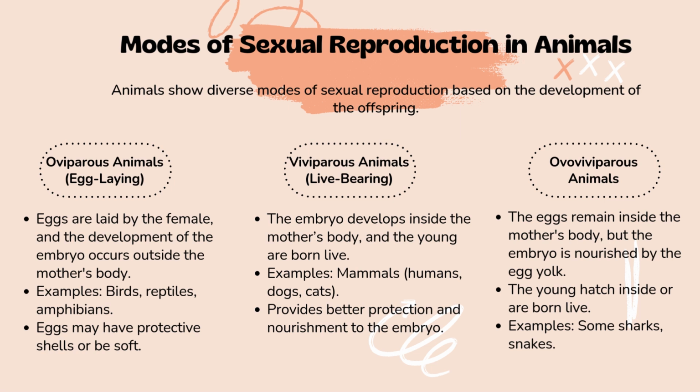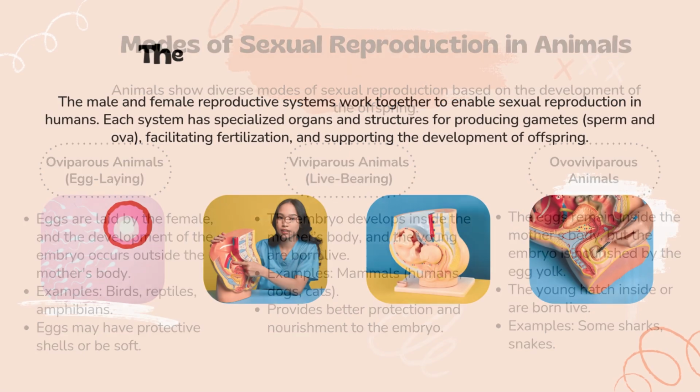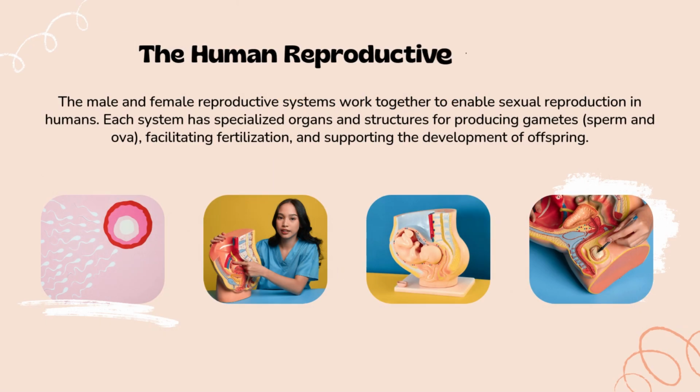Viviparous animals, also called live-bearing, the embryo develops inside the mother's body, and the young are born live. Examples: mammals, humans, dogs, cats, provides better protection and nourishment to the embryo. Ovoviviparous animals, the eggs remain inside the mother's body, but the embryo is nourished by the egg yolk. The young hatch inside or are born live. Examples: some sharks, snakes. Students, now let's talk about the human reproductive system.